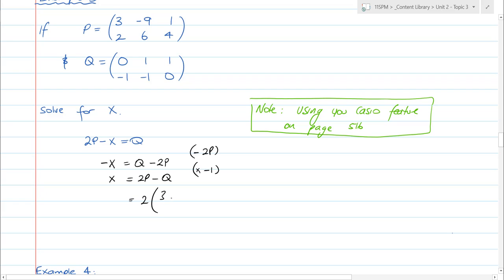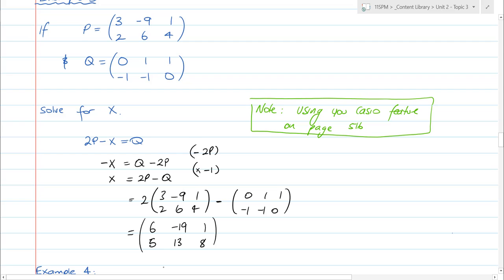2 times the matrix 3, negative 9, 1, 2, 6, 4, minus the matrix 0, 1, 1, negative 1, negative 1, 0. And that's equal to 2 times 3 is 6, minus 0 is 6. 2 times negative 9 is negative 18, minus 1 is negative 19. 2 times 1 is 2, minus 1 is 1. 2 times 2 is 4, minus negative 1 is 5. 2 times 6 is 12, minus negative 1 is 13. 2 times 4 is 8, and there's a 0. And so x is equal to that value to make that work.